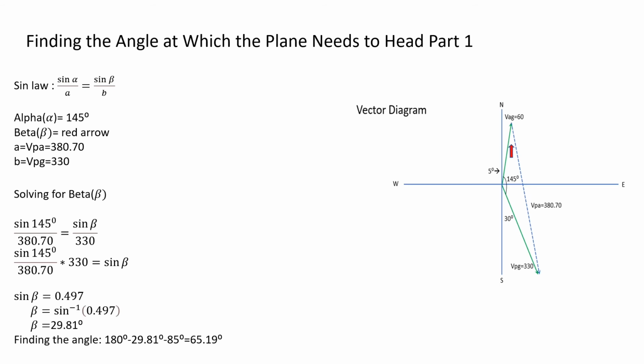Finding the final answer, it would be 180 minus 29.81 minus the inside angle of VHE, which is 85, giving us 65.19. Therefore, the pilot needs to direct the plane to fly at east 65.19 degrees south.